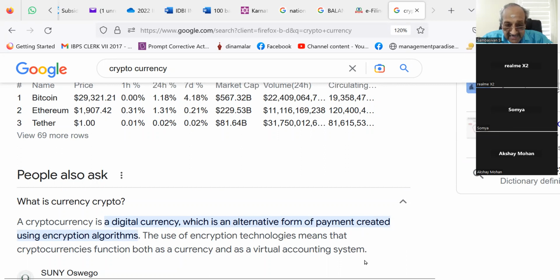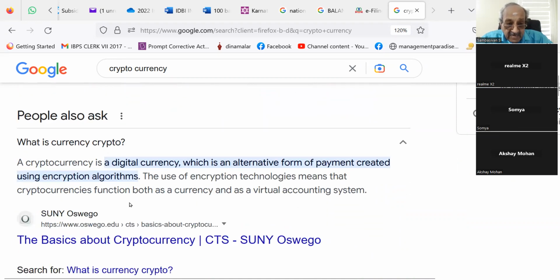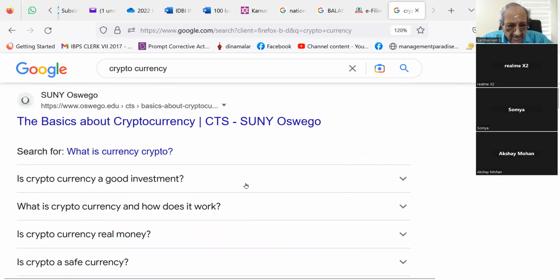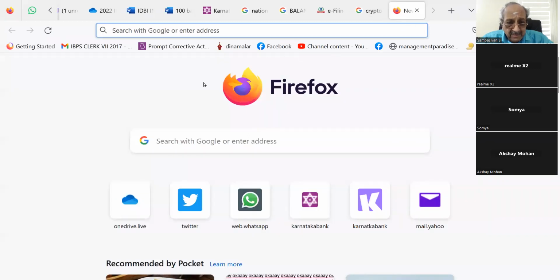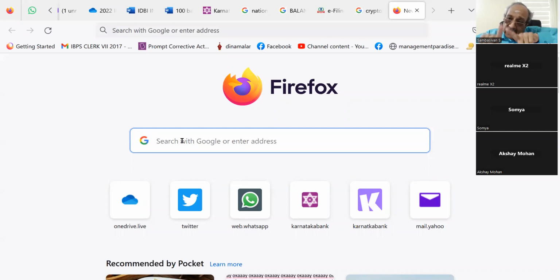A cryptocurrency is a digital currency, an alternative payment created using encryption algorithms. The use of encryption technologies means that cryptocurrencies function both as currency and as a virtual accounting system. But one particular word we have to use here: what is the methodology they are using? Cryptocurrency uses blockchain technology. That point you have to tell. In your answer, blockchain technology should find a place, Soumya.